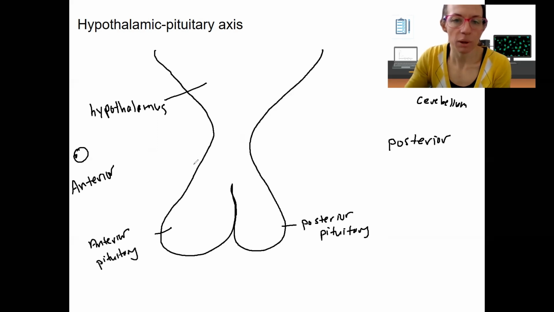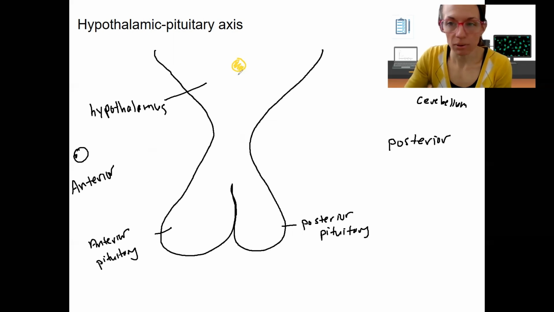And the connections between the hypothalamus and each of these regions is going to be different. I'm going to get some different colors here. We're going to do the posterior pituitary in yellow. So I'm just going to draw the cell bodies anywhere up here, right? The hypothalamus is neural tissue. So these are cell bodies of neurons.